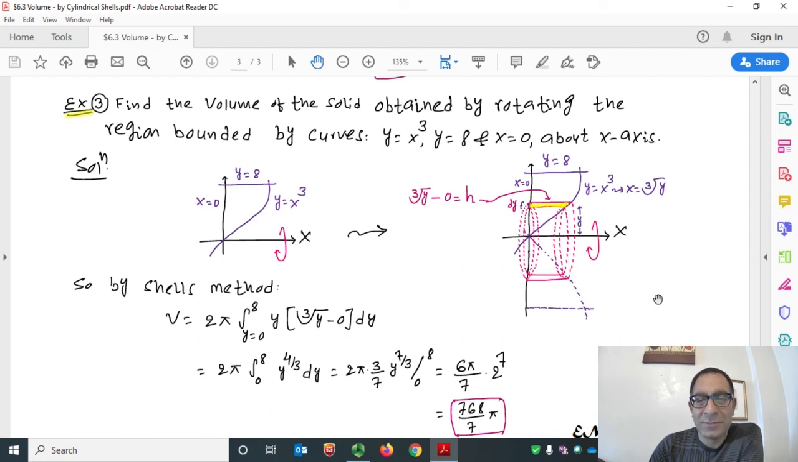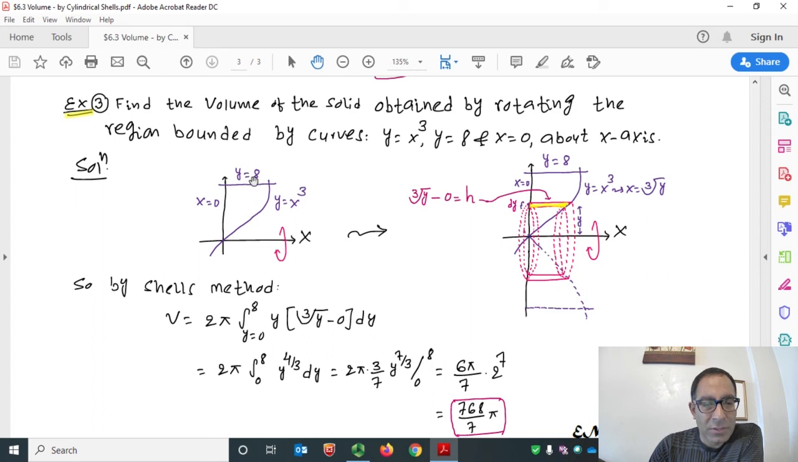First draw the region as well as the solid. So what is my region here? y equals x cubed, first diagram here. y equals 8 is a horizontal line, and they intersect here. I don't know what point this is. Maybe when x is 2, y is 8, so this is (2, 8). And x equals 0, which is the y-axis.